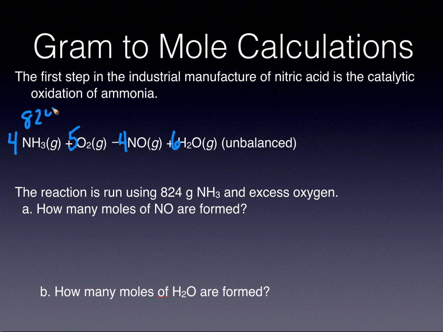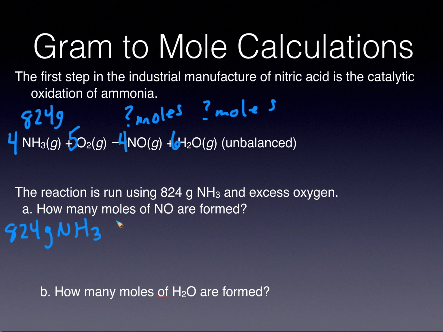So it says the reaction is run using 824 grams of NH3. And it says how many moles of NO are formed and how many moles of H2O. So 2 separate problems we have here. So we're both going to start with our 824 grams of NH3. So times 1 mole NH3 all over 17.04 grams of NH3. So now we're at our NH3 easy pass.